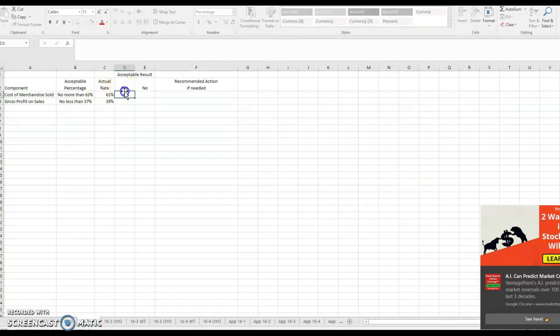So they don't want it more than 63. So was it an acceptable result? Yes. So we put an X in there. Was gross profit on sales not less than 37? Yes. So we're in the acceptable range, which means we need no action. So that's what they wanted us to do for 16.2 work together.